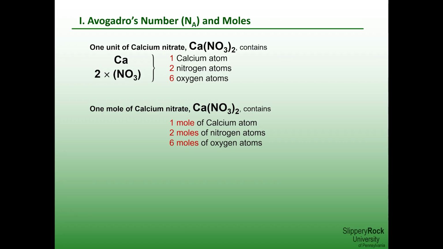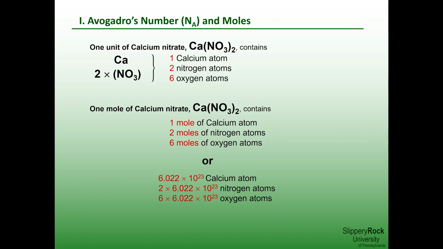It also implies 1 mole of Ca(NO3)2 contains 6.022 times 10 to the 23rd calcium atoms, 2 times 6.022 times 10 to the 23rd nitrogen atoms, and 6 times 6.022 times 10 to the 23rd oxygen atoms.